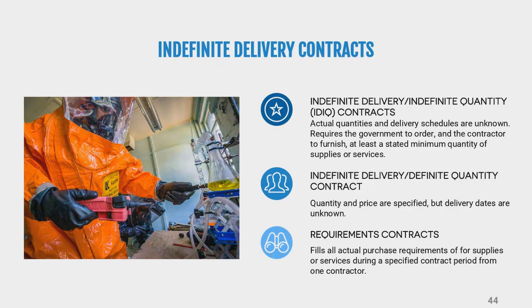Next slide, please. All right, indefinite delivery contracts. As you can see there, there's three types: indefinite delivery, indefinite quantity. Basically means that you don't know about the delivery times or the quantity that you'll need. We set up a contract with contractors based on pre-established pricing and a minimum quantity that they are expected to get, and that's the consideration. And then in an indefinite delivery, definite quantity, we don't know the delivery dates, but we know the actual quantity. And then a requirements contract, we estimate a quantity and then say all that we actually buy, we will buy from this particular vendor. And that is the consideration for that particular contract. Next slide, please.